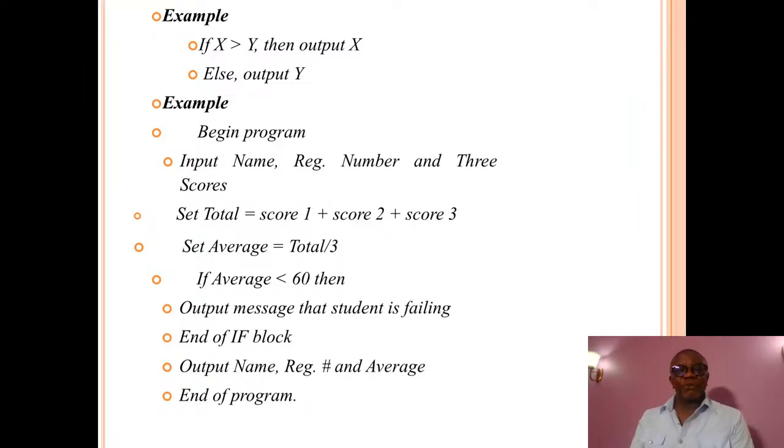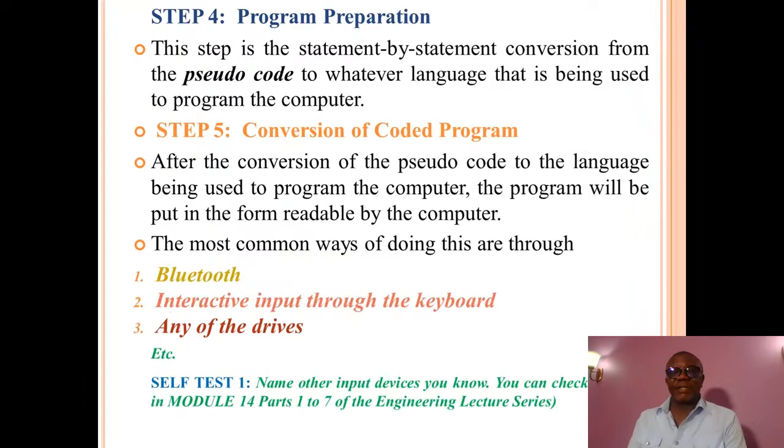Then output name, registration number, and average. So you put the name of the student, his registration number, and the average score. End of program. So you see, this is a pseudocode. If you look at it, it looks as if you have written a code, but not in the real sense.